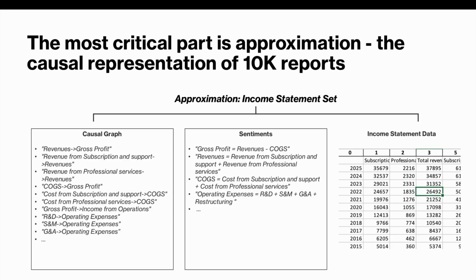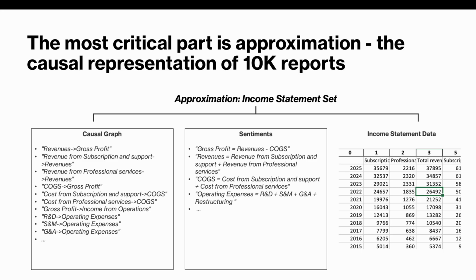The most critical concept in causal RAG is approximation. To answer why and other non-obvious questions, foundation models must first capture the underlying causal effects before generating tokens. This is where approximation, enriched with causal graphs, sentiment relationships among variables, and key financial data, becomes essential. Since 10K reports are static records of past business activities, their approximations can be pre-built as a one-time effort, avoiding unnecessary overhead from dynamic generation.